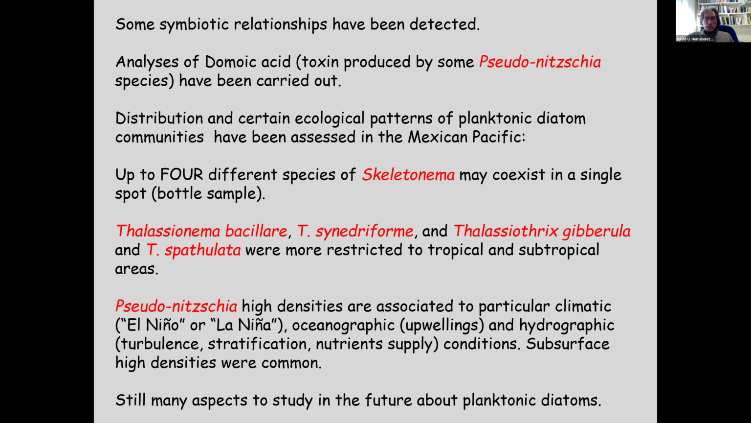And about Pseudo-nitzschia, the high densities of some species are associated to particular climatic, oceanographic, and hydrographic conditions, including El Niño, La Niña, or upwellings, turbulence, stratifications, nutrients supply. And the subsurface high densities were common, as it was shown in the previous slide. And of course, we have to study many aspects about the diversity and the ecology of planktonic diatoms in the Mexican Pacific.